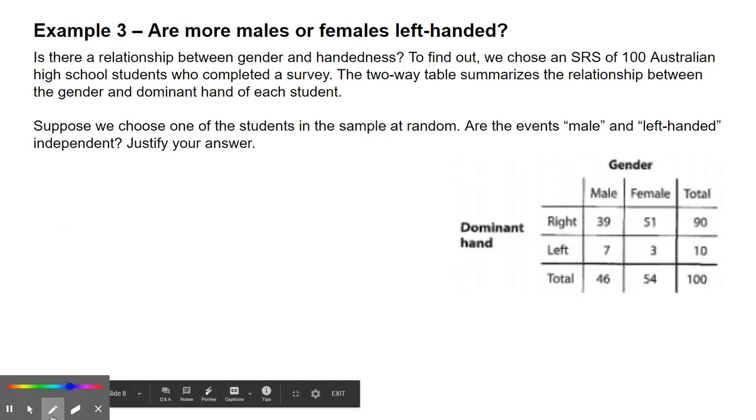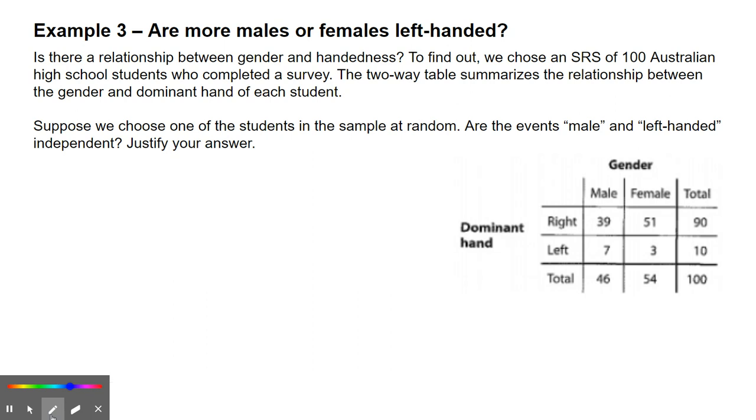So here we go. Example 3: are more males or females left-handed? Is there a relationship between gender and handedness? To find out, we chose an SRS of 100 Australian high school students who completed a survey. The two-way table summarizes the relationship between the gender and dominant hand of each student. So there's our table. Suppose we choose one of the students in the sample at random. Are the events male and left-handed independent? Let's let M stand for male and L stand for left-handed. Here are your males, here are your left-handeds.